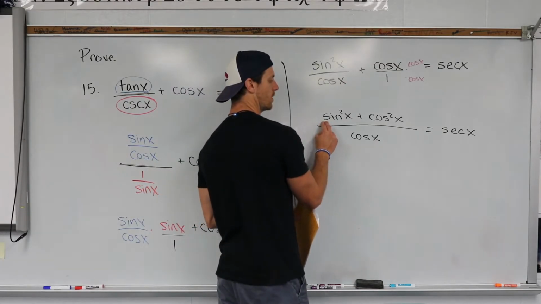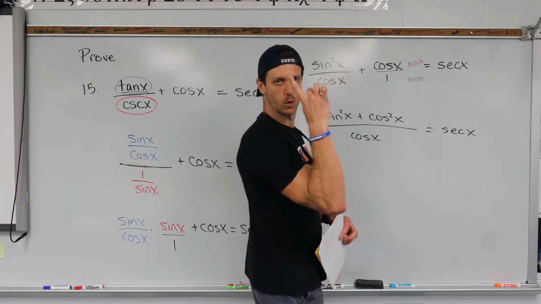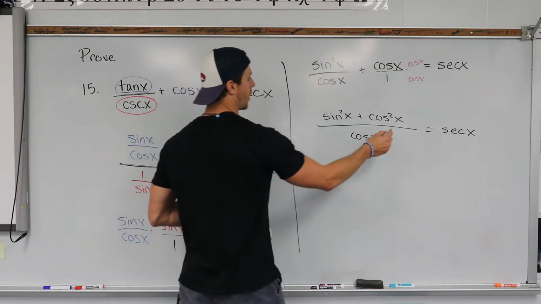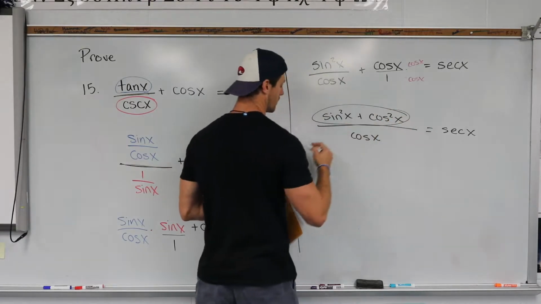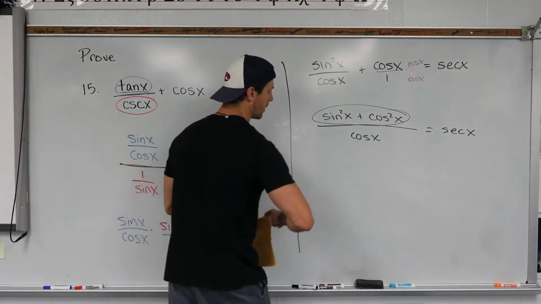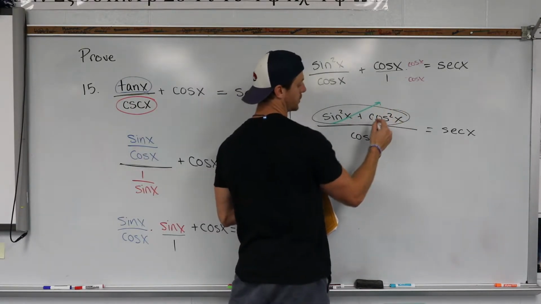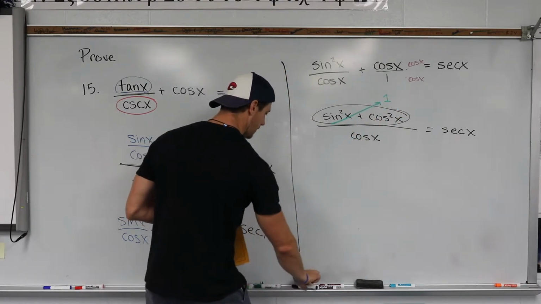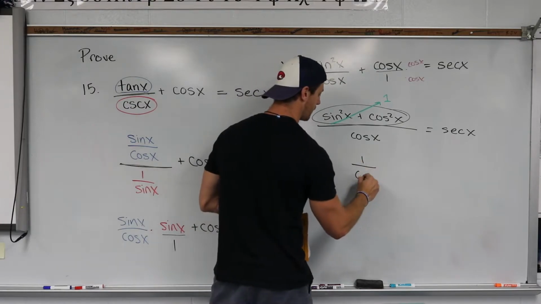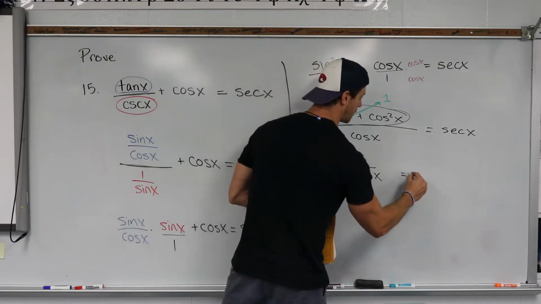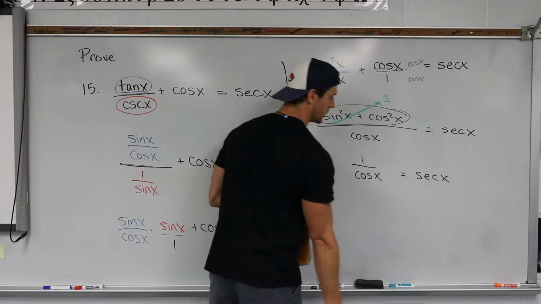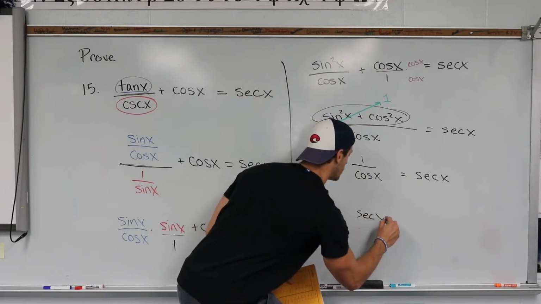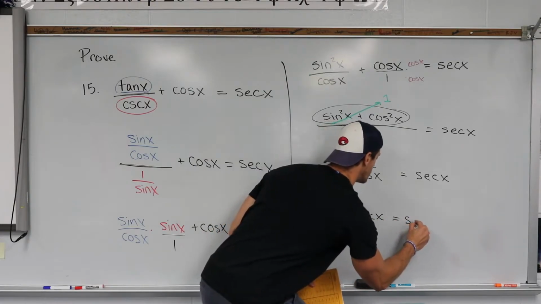Sine squared of x plus cosine squared of x, that's equal to 1. So all of this right here goes to 1. So we get 1 over cosine is equal to secant of x. Well, 1 over cosine is secant, right? We just proved it. Secant of x is equal to secant of x.